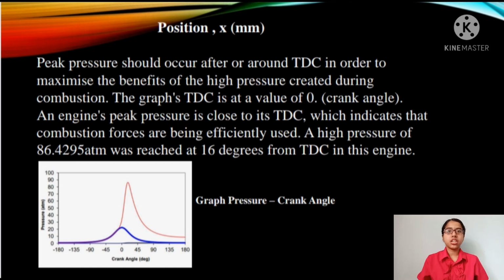Lastly is the position. Maximum advantage from high pressure produced during the combustion should come after or around TDC. A value of 0 is displayed in the graph's TDC. The engine's peak pressure is near to its TDC, which suggests that combustion forces are being well used. It was 16 degrees from TDC when the engine hit a peak pressure of 86.4295 atm. That's all from me. Thank you.